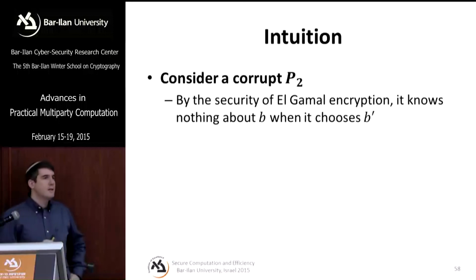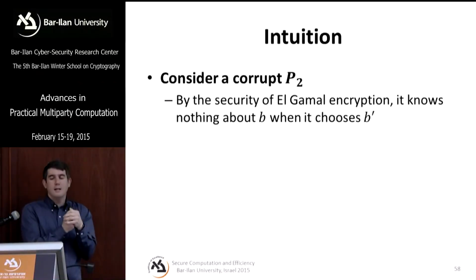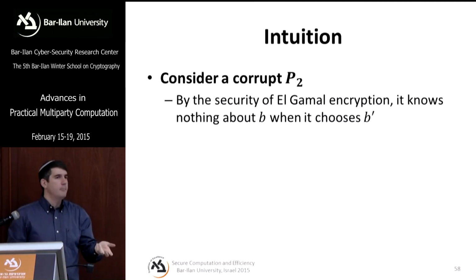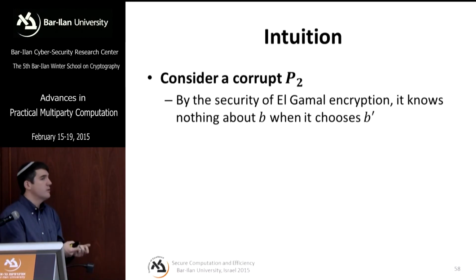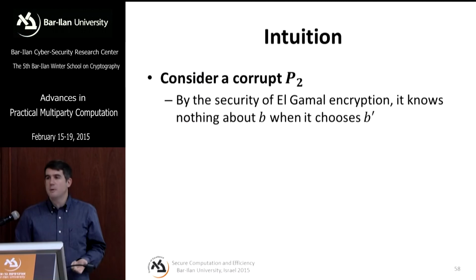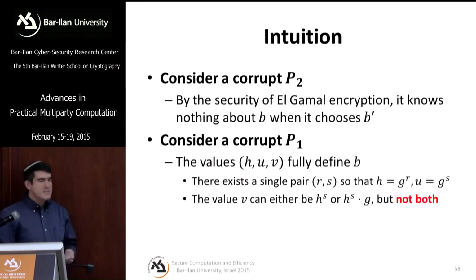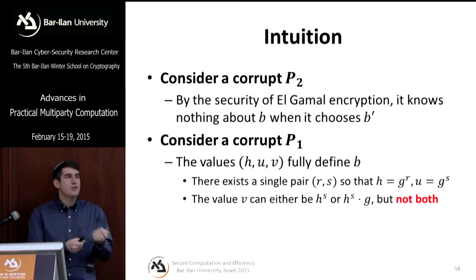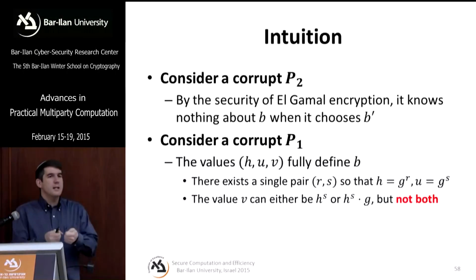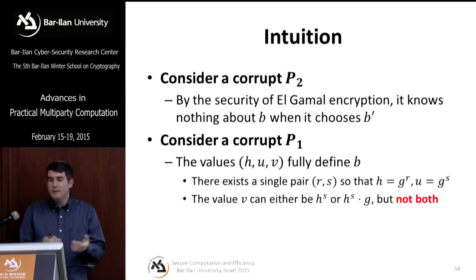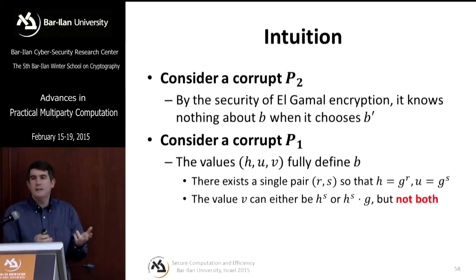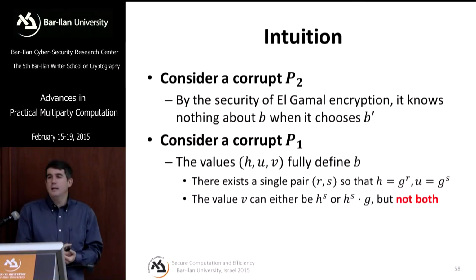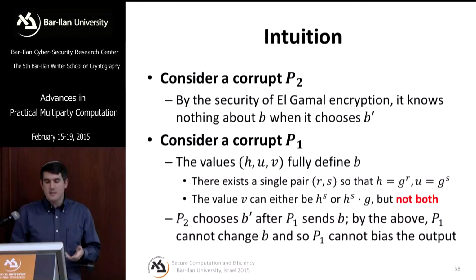Why is it secure? Let's think about a corrupt P2. So corrupt P2 receives an El Gamal encryption of the bit B and then sends back B prime. Because the El Gamal encryption is secure, it knows nothing whatsoever about B when it chooses B prime. So B prime is independent of B, at least computationally. Likewise, a corrupt P1 sends this El Gamal encryption of B before seeing B prime, obviously, because it sends it straight away. And it's bound to the value B. It can't choose any other value to explain that El Gamal encryption, because the El Gamal encryption fully defines the value B. So P1 cannot change its bit because it's committed to this value B, and therefore it's unable to influence the output.